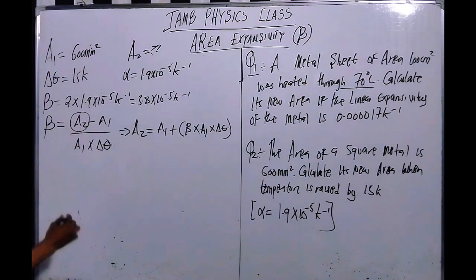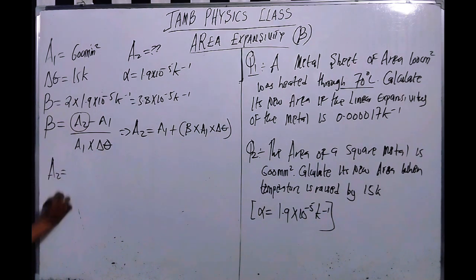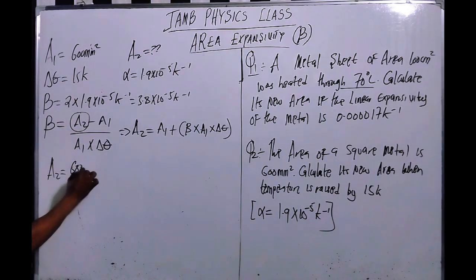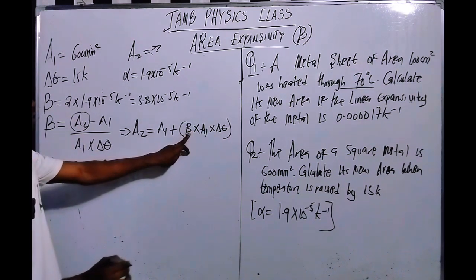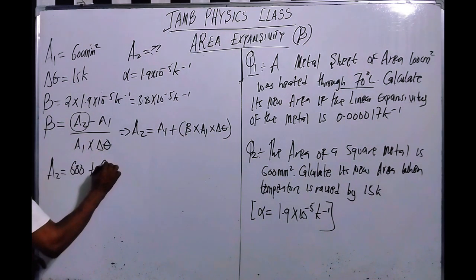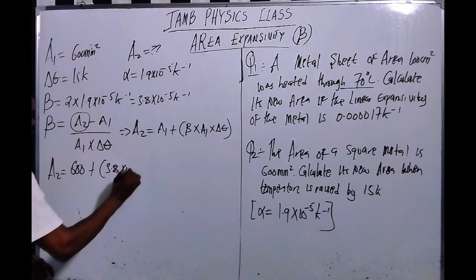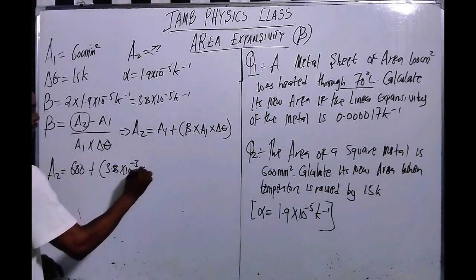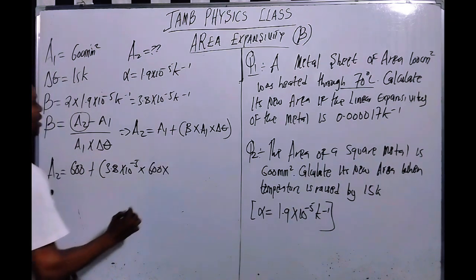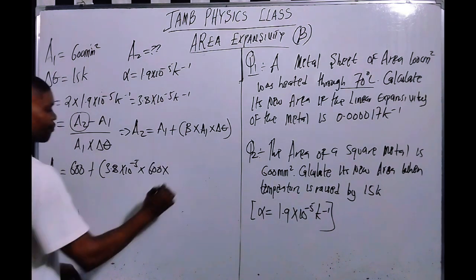So let us impute our values here. A2 equals what? My A1 is 600. Let's ignore the unit first. Plus my beta. What is my beta? My beta is 3.8 exponential minus 5 times my A1, which is 600. Then my change in temperature is 15.